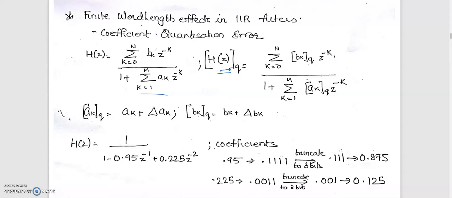If we have a transfer function like H(z) equal to 1 by 1 minus 0.95 z raised to minus 1 plus 0.225 z raised to minus 2, the coefficient 0.95 is 0.1111 in binary. We truncate it to 3 bits, it becomes 0.111, so it becomes 0.875. The 0.225 coefficient is actually 0.0011. If we truncate to 2 bits, it becomes 0.001, equal to 0.125. So we can see that the coefficients change.